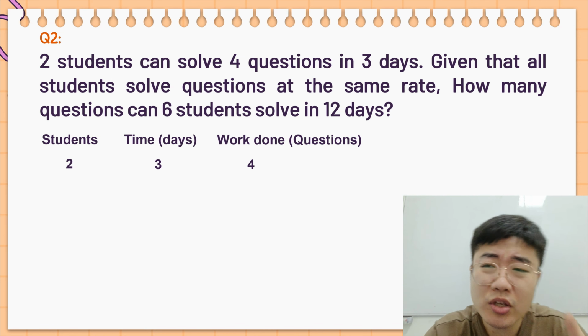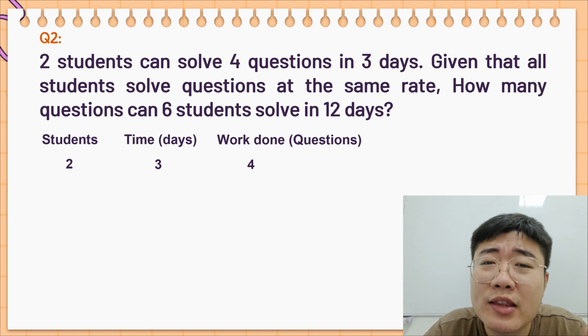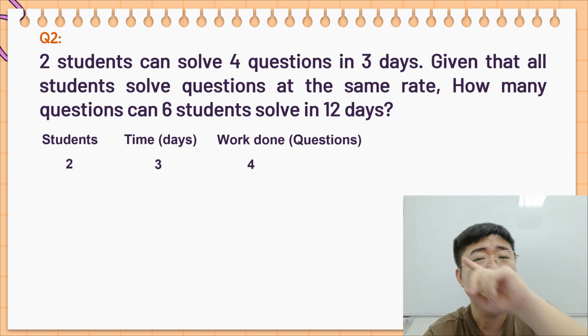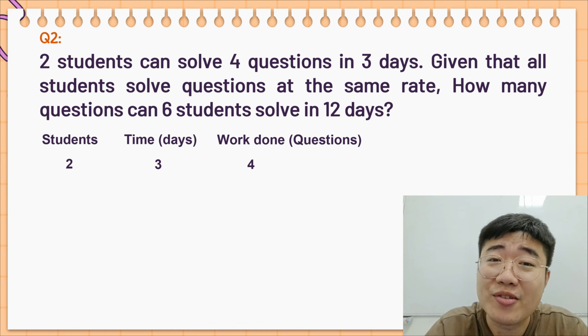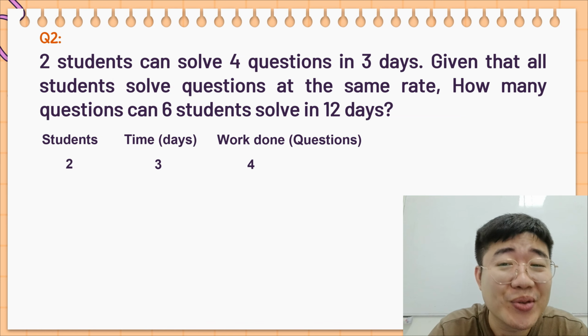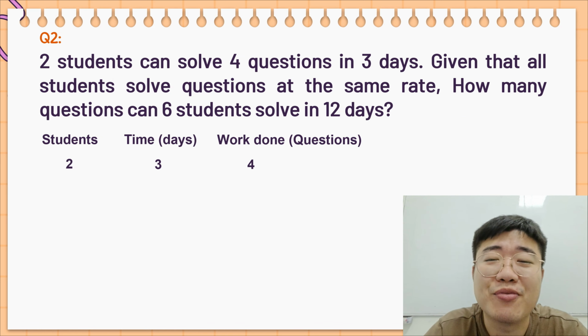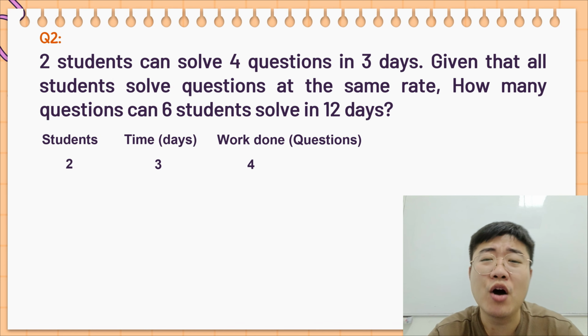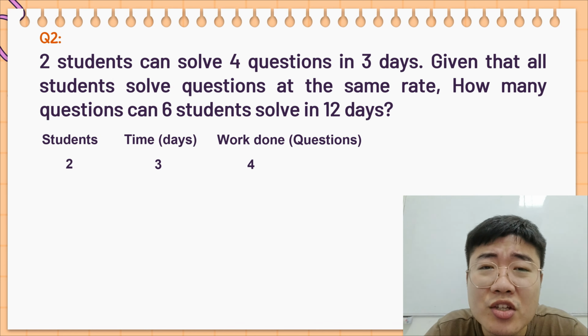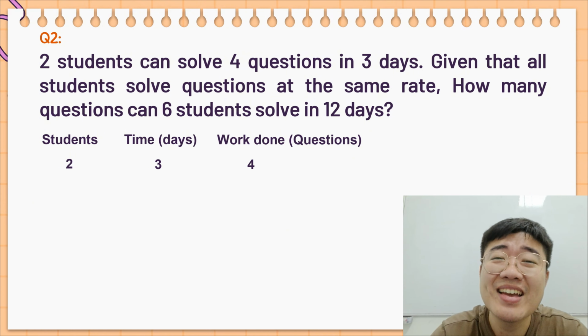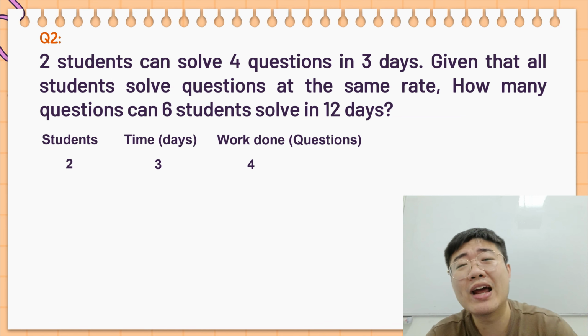But if we observe between the numbers that they're asking for, 6 students, 12 days. Now, from 2 students to 6 students, what are the relationships? Oh, we'll notice that 2 students to 6 students is 3 times before. Now, about the number of days from 3 days to 12 days, what are the relationships? Very good, everyone. Now this is 4 times before.